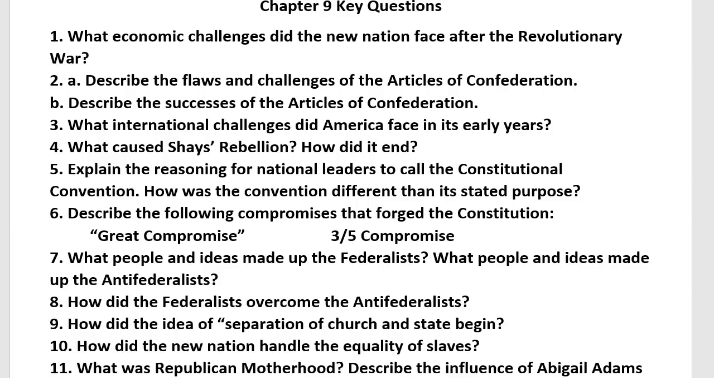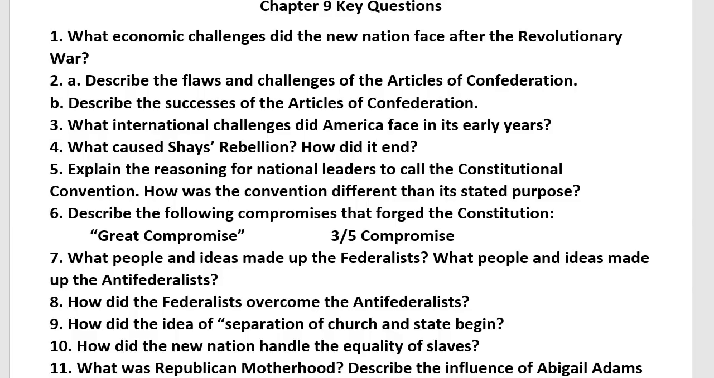Letter B for number two, describe the successes of the Articles of Confederation. Westward expansion. The Land Ordinance Act of 1785 and the Northwest Land Ordinance of 1787. Both of those organized our westward expansion. Both of those managed how those territories would be created. It also sold land for education. The Northwest Land Ordinance even banned slavery, which is a very forward-looking idea at the time. And so westward expansion was handled greatly by the Articles of Confederation. That's really the only success to mention there.